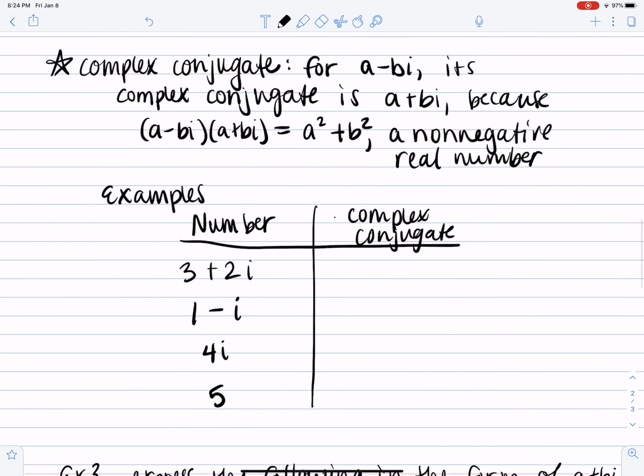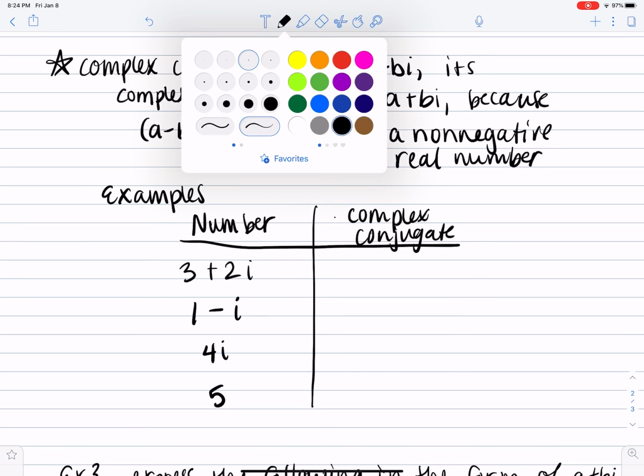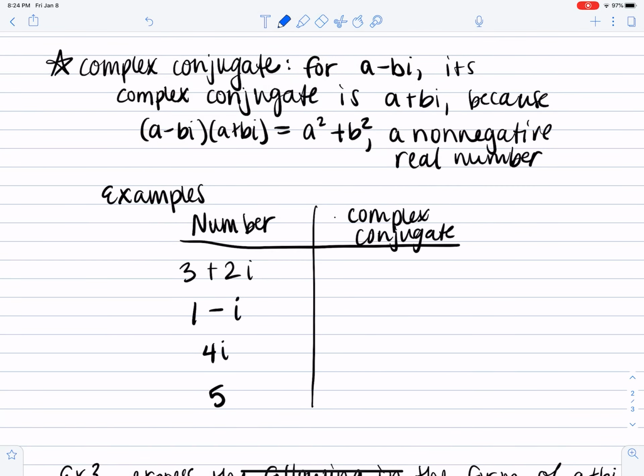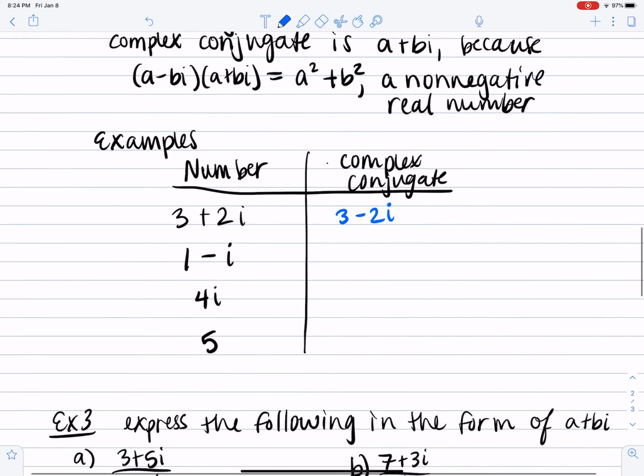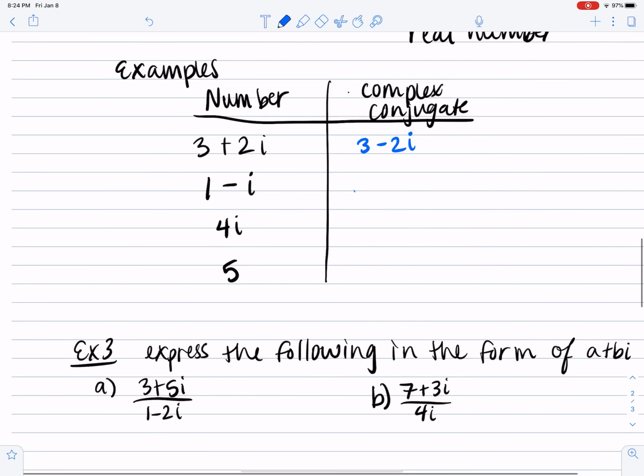All right, here's some more definition notes. A complex conjugate for A minus Bi is just A plus Bi, because when you multiply those together, you get A squared plus B squared. If you do all the math, you'll see, which is a non-negative real number, and that makes it its conjugate. Our examples here are 3 plus 2i, so the complex conjugate of that is 3 minus 2i. The complex conjugate of 1 minus i is going to be 1 plus i.